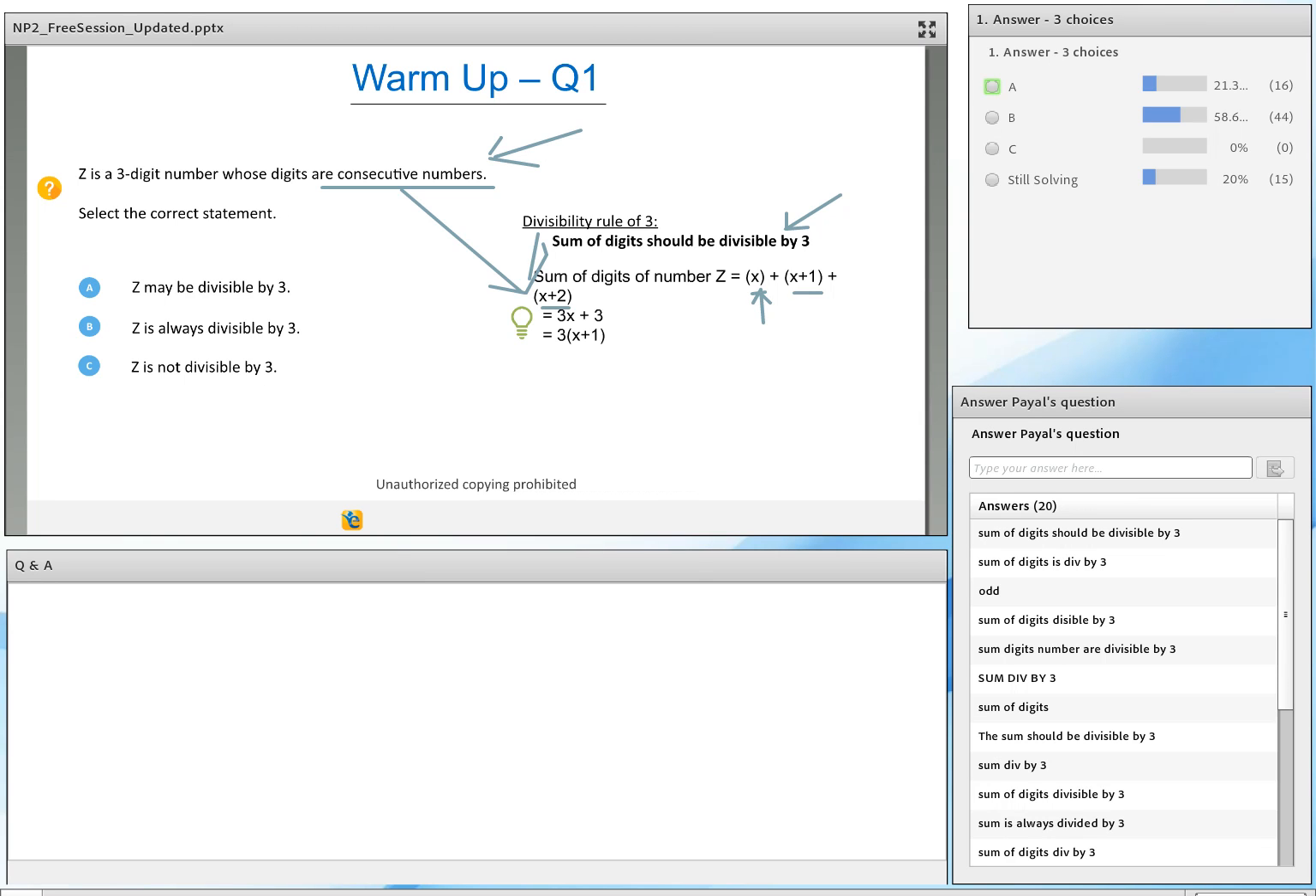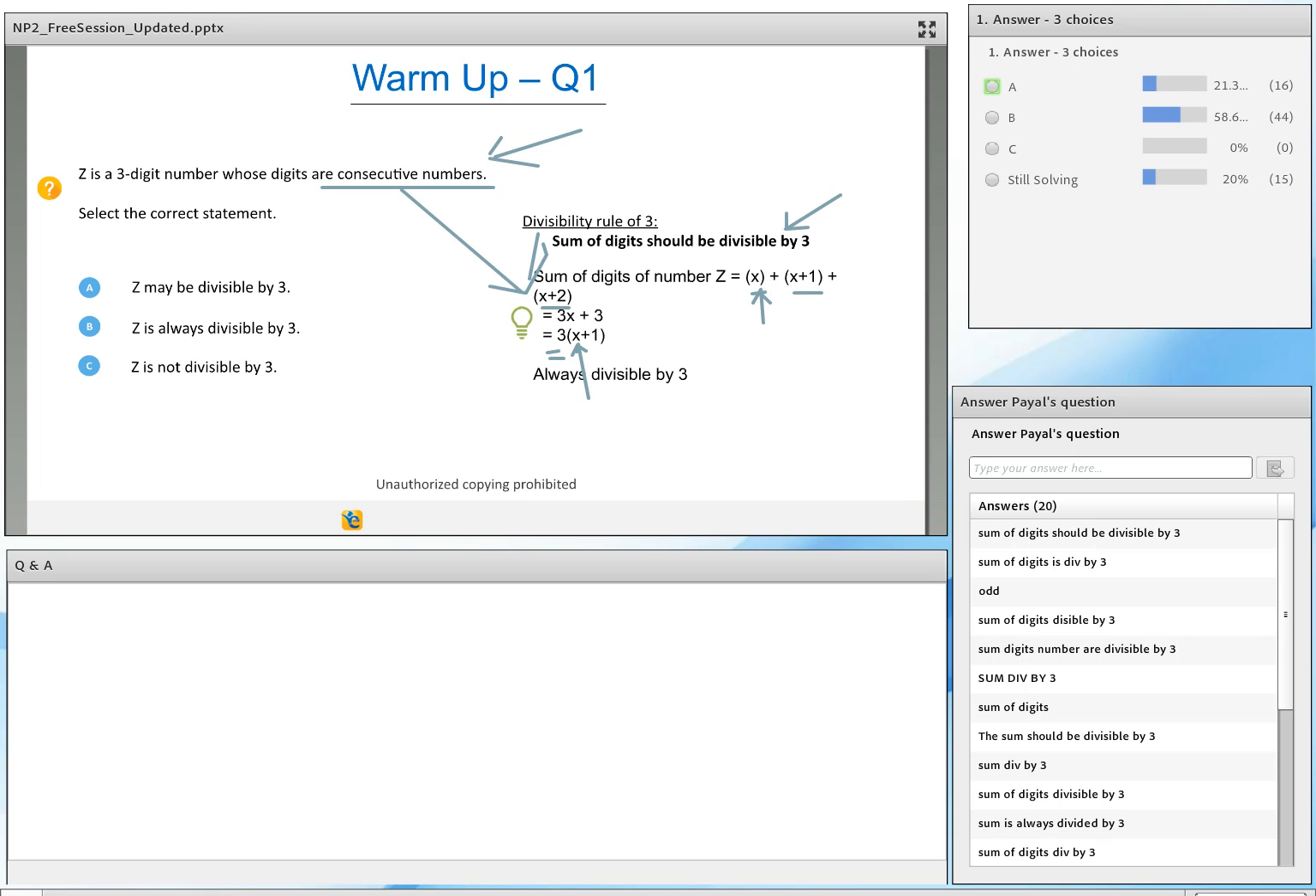Now I simplify this, and what I get is 3 times x plus 1. Which means that regardless of the value of x, this number is always going to be divisible by 3 because the 3 is outside over here. It's always a multiple of 3 regardless of the value of x, which means that the correct answer is choice B.